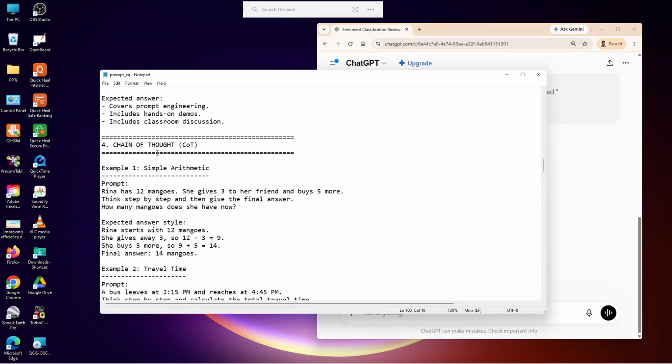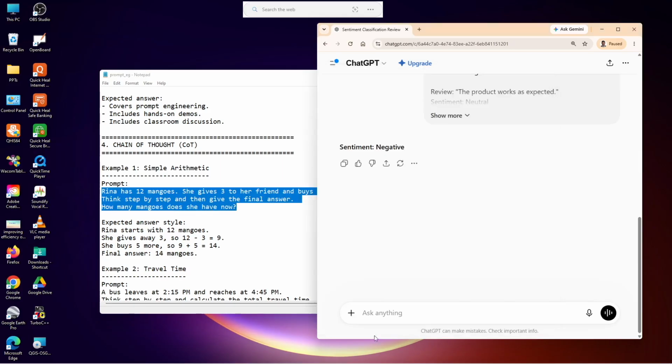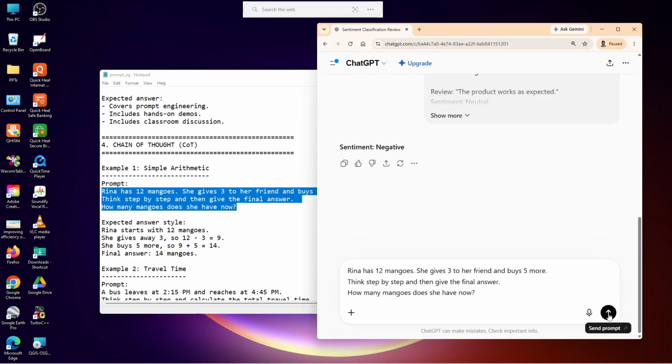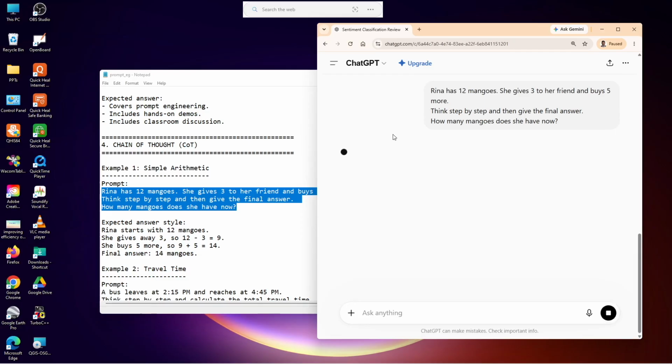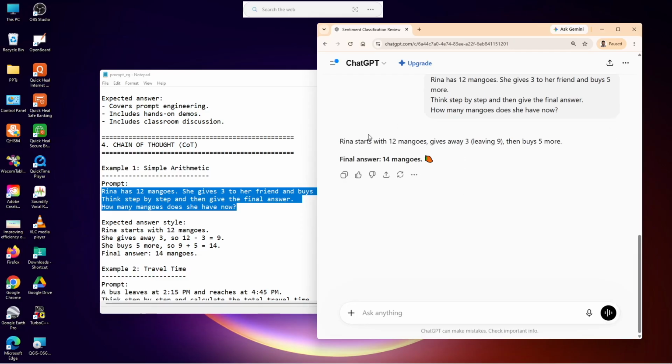Now, I am giving an example prompt for chain of thought. Take this example. Reena has 12 mangoes. She gives 3 to her friend and buys 5 more. Think step by step and then give the final answer. How many mangoes does she have now? So, this is a chain of thought where ChatGPT would say Reena starts with 12 mangoes, gives away 3, then buys 5 more. Final answer is 14 mangoes.